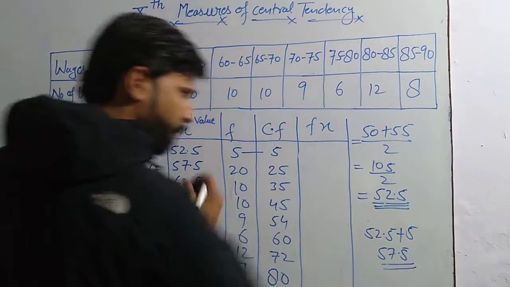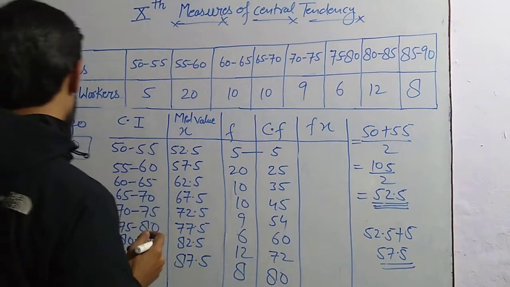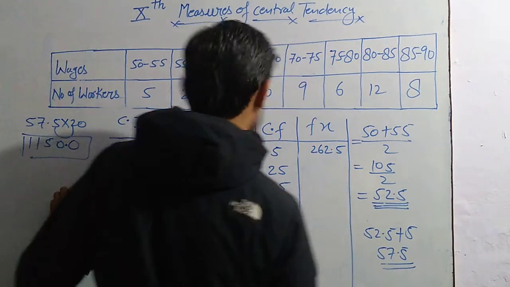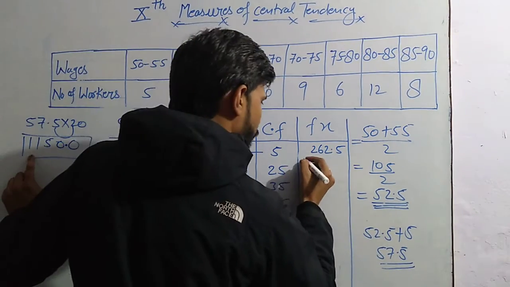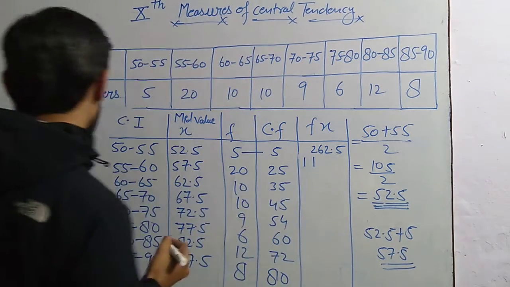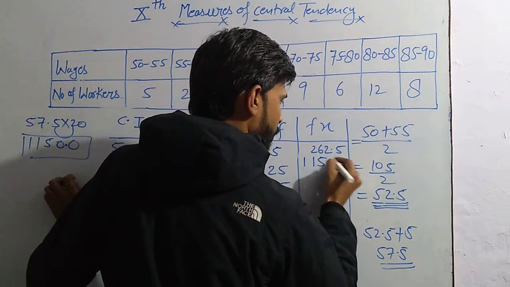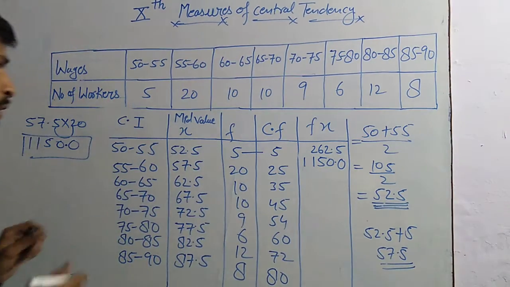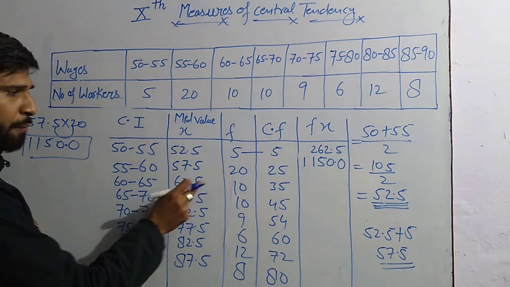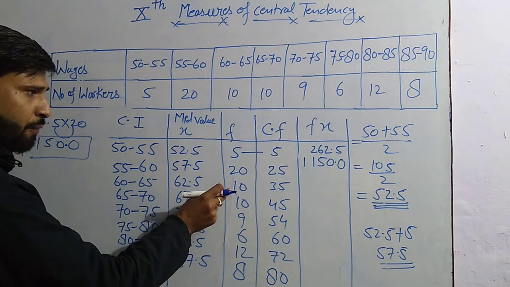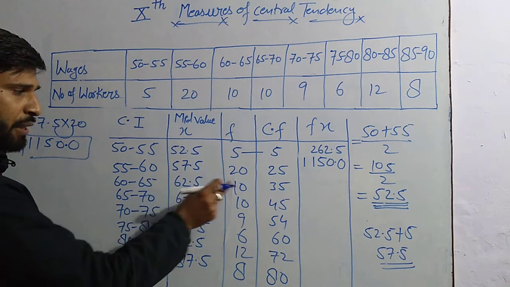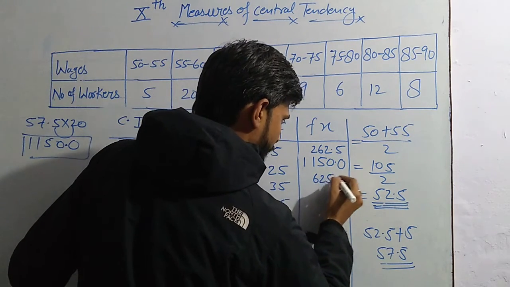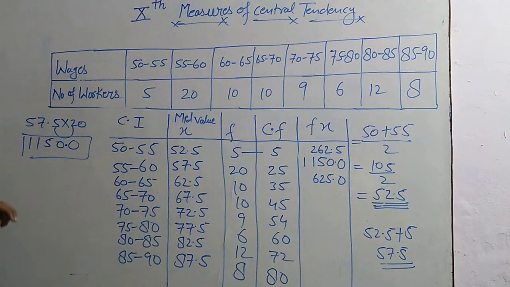The values written from left to right: first value is 262.5, second value is 1150.0. Now the third value is 62.5 multiplied by 10. Then we get 625.0.